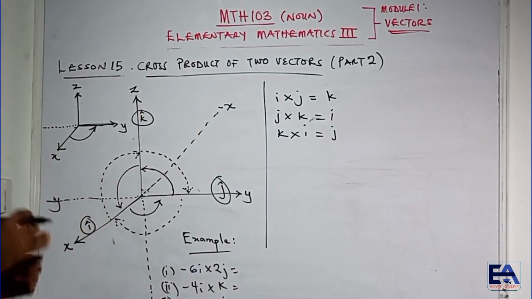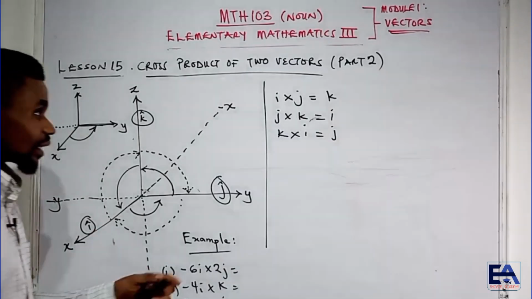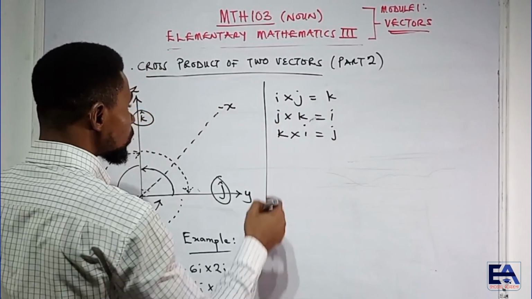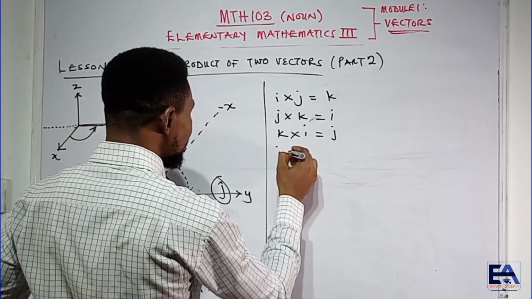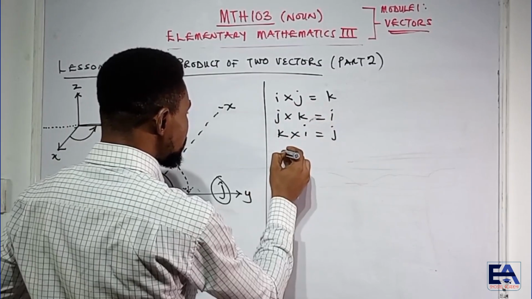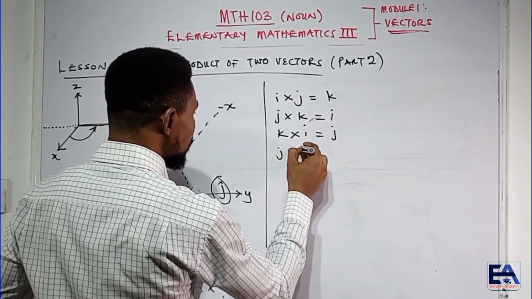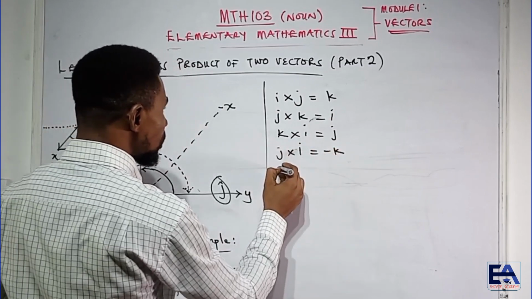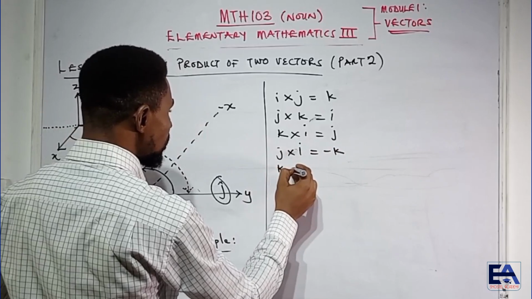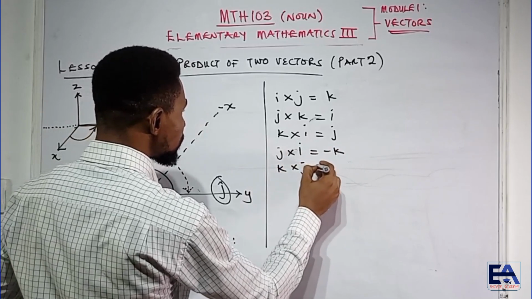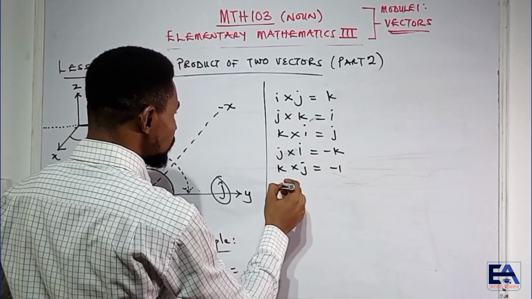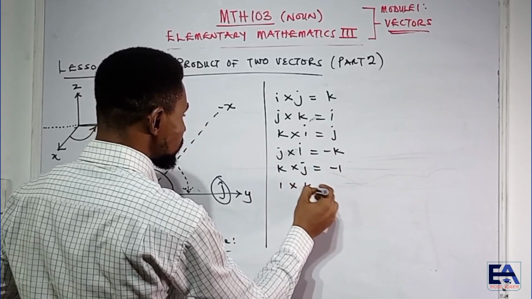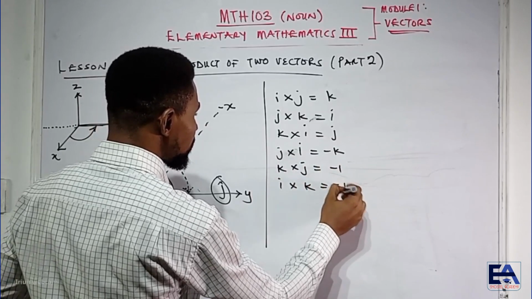If you decide to do it the other way around, in each case, remember that when you turn it the other way around, it's going to produce a negative result. So if you do i cross k, sorry, if you do k cross j, you're going to get negative i. If you do j cross i, you get negative k. And if you decide to do i cross k, you get negative j.